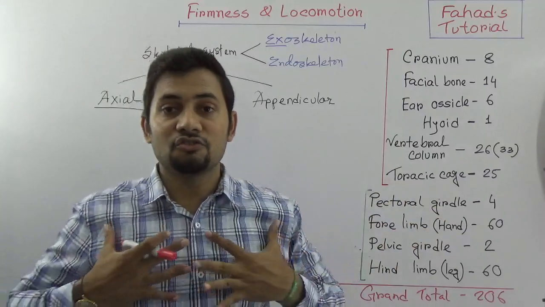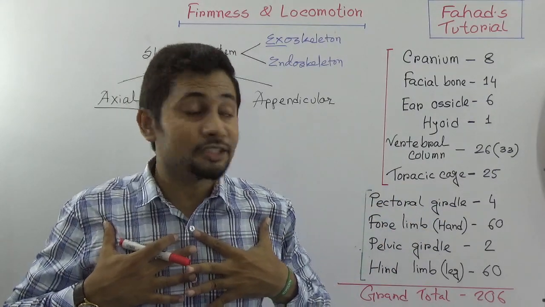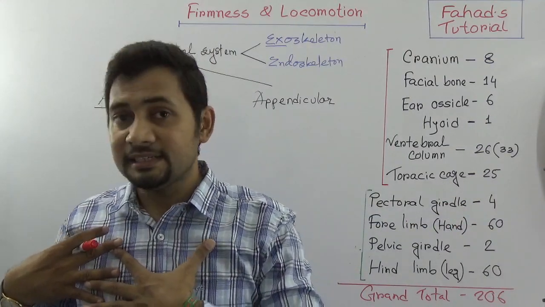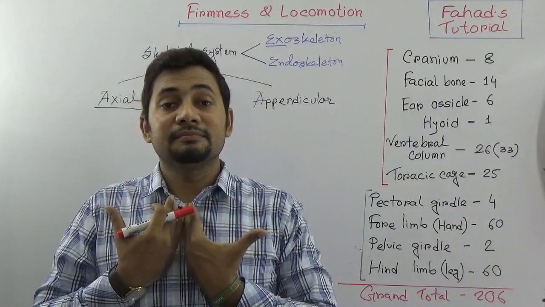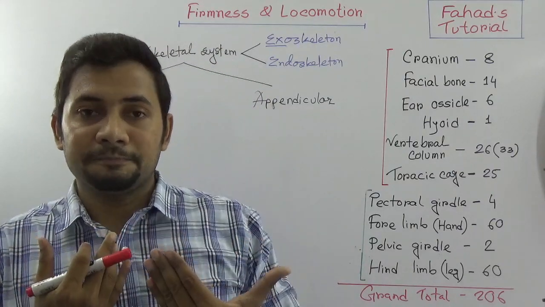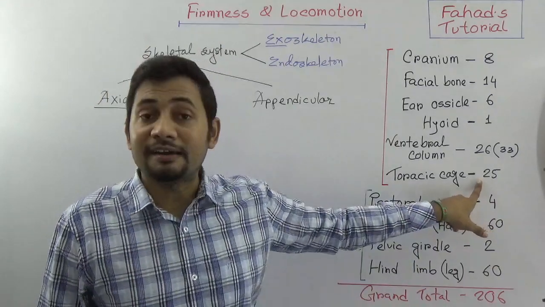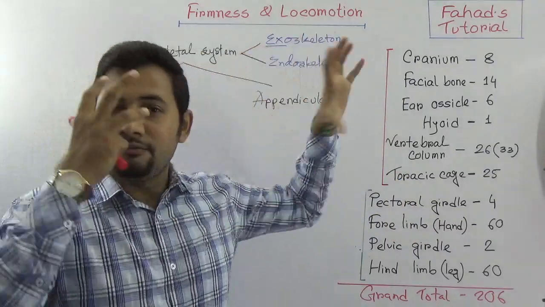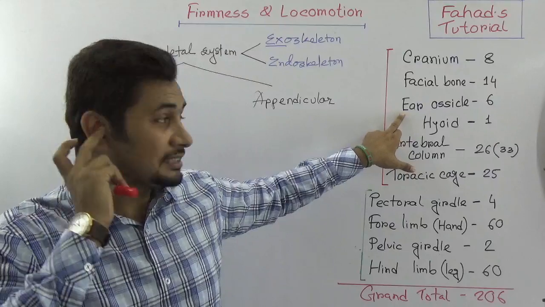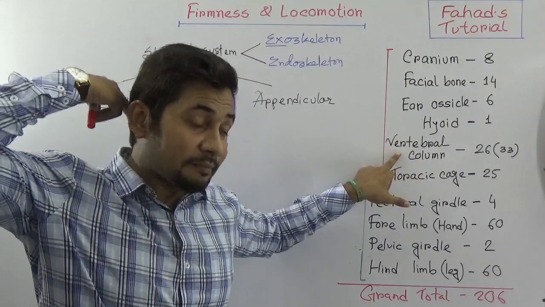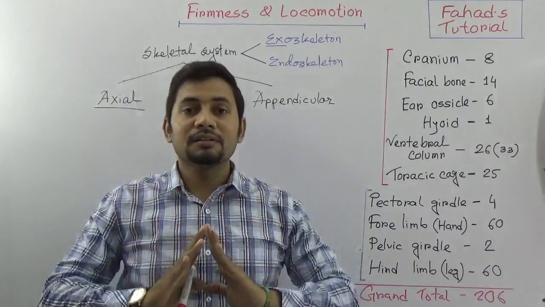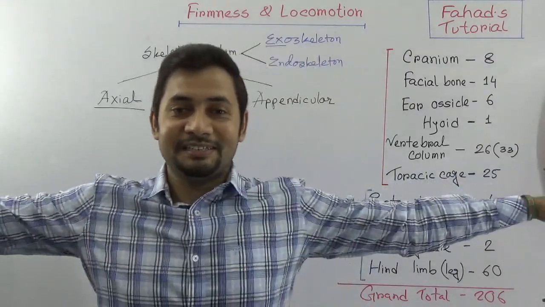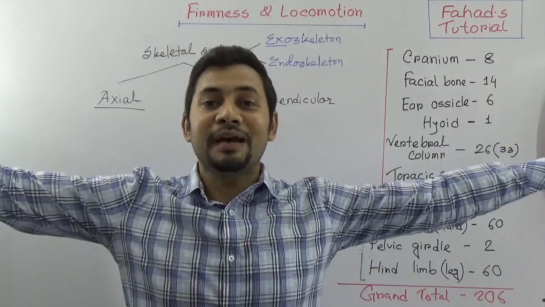And we have the thoracic cage, our chest. We have 25 bones: 12 ribs on the right side and 12 ribs on the left side, and in between we have the sternum. Together these 25 bones are called the thoracic cage. So the cranium, facial bones, ear ossicles, hyoid bone, vertebral column and thoracic cage are all the axial skeleton. And now think about our 2 hands and 2 legs. We normally have 2 legs and 2 hands.